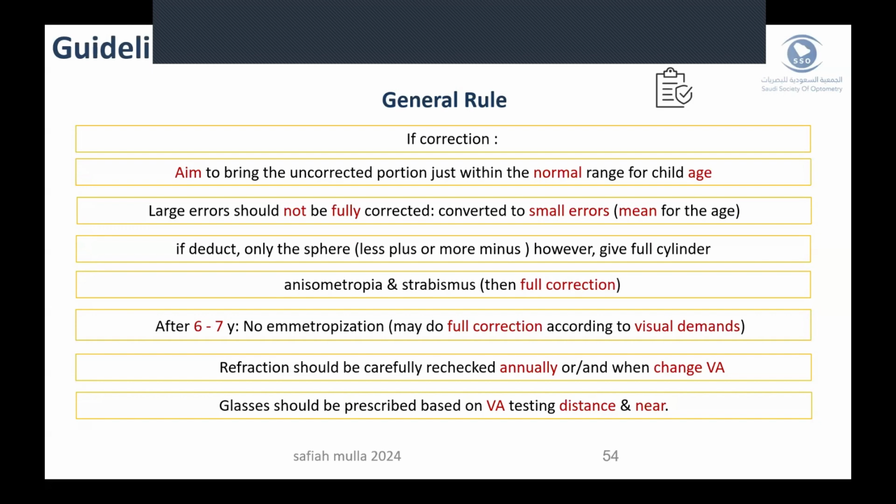As we said, you have to do yearly refraction for them, a wet refraction, to be sure that there is no difference or changes happening during the growing up. And if there is any change at the level of the visual acuity, then you're going to do a cyclorefraction. And the glasses should be prescribed based on the visual acuity testing at distance and near. You should consider both distance and near when you are giving the child the glasses.